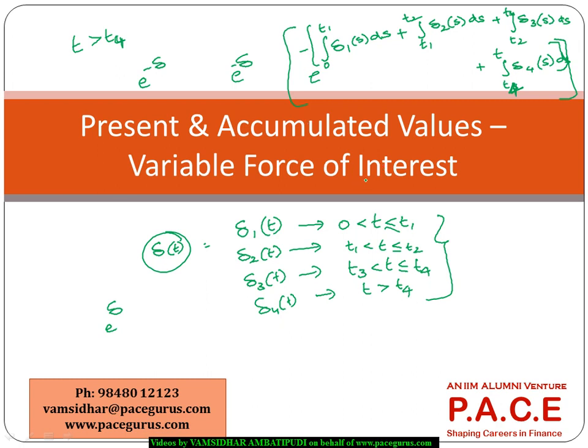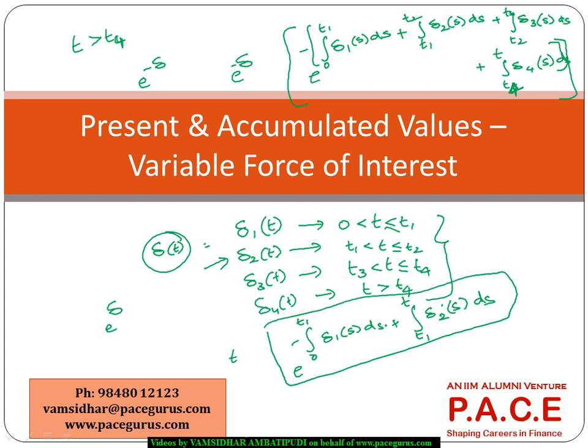Now with the same example, let's say I want to know the accumulation factor if t is lying between t1 and t2. Again, only two terms will be used: 0 to t1, delta 1 of s, and here I'll take t1 to only t. I will not go to t2 because t is lying somewhere in that interval only. So this itself will be my accumulation value. Similarly, when I put a minus, this will become my present value.